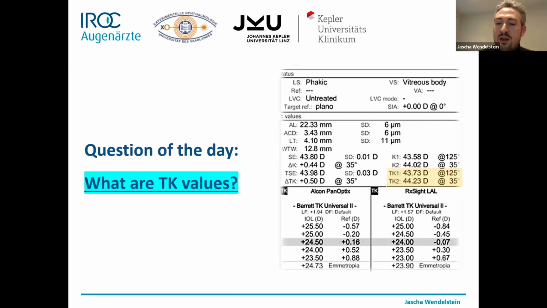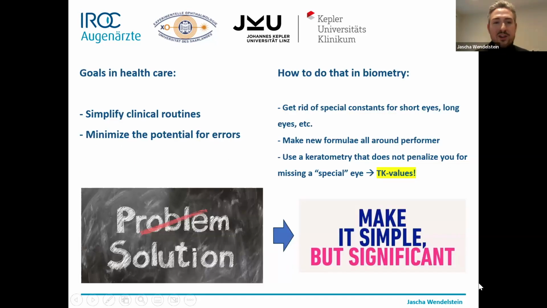The choice of using the K values, K1, K2, and here in yellow, the TK1 and TK2 values. So, TK values. What are our goals in healthcare? Basically, we want to keep clinical routine as simple as possible. Any complicated process is prone to errors, and we want to minimize the potential for any errors. Let's look at that in biometry.